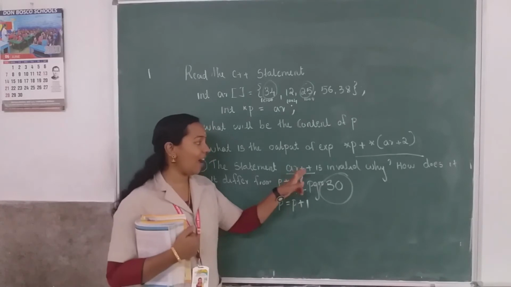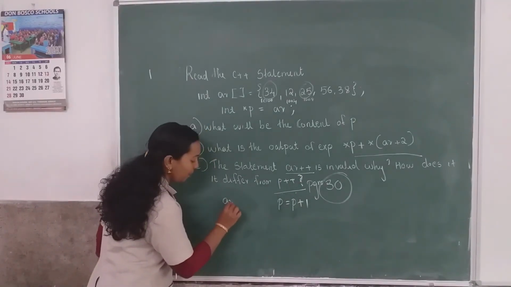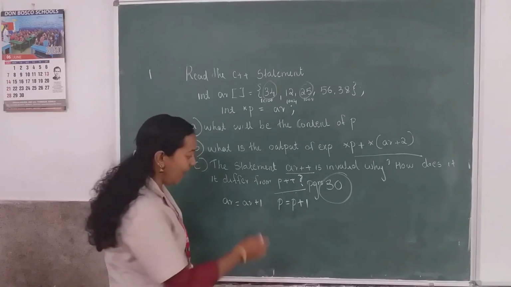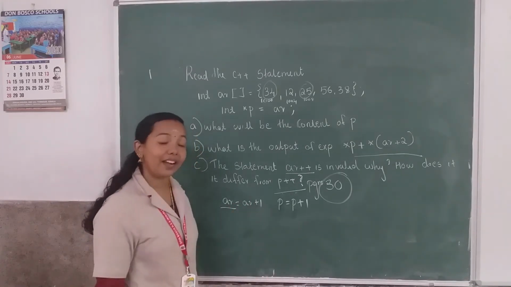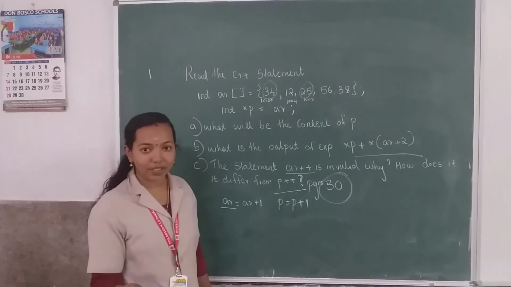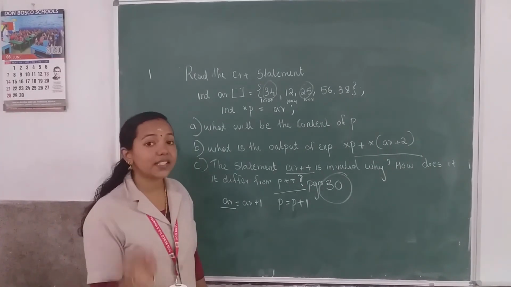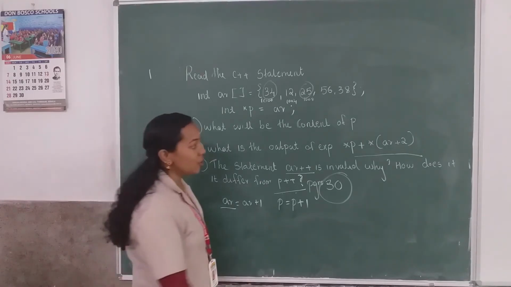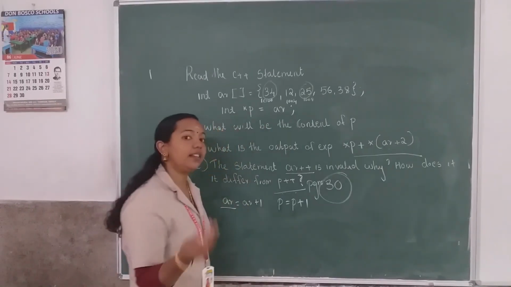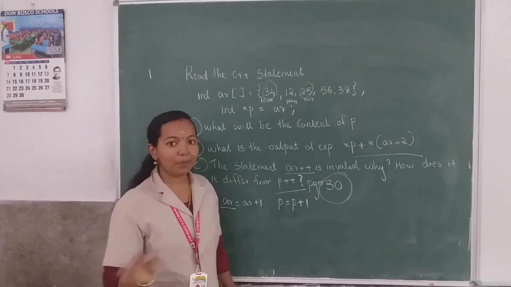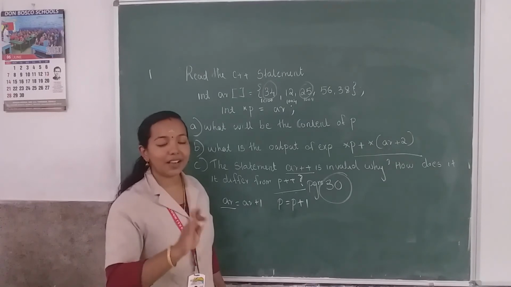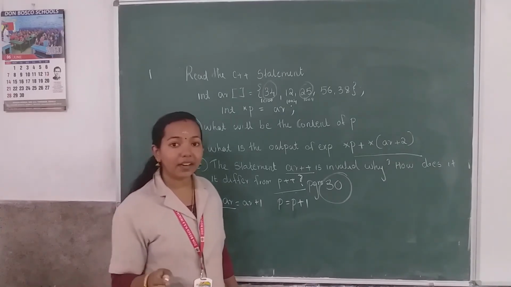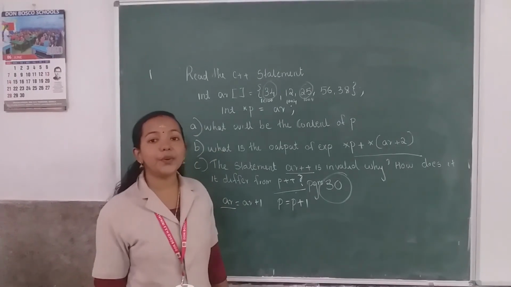But in this AR plus plus, this is equal to AR is equal to AR plus 1. That means we are incrementing the value first and the result we are saving into the array name itself. But it is not possible because AR always contains the base address that can't be changed. So this statement is invalid. We can increment the position, but we can't change the base, that means the array name value, because the array name always contains the base address.